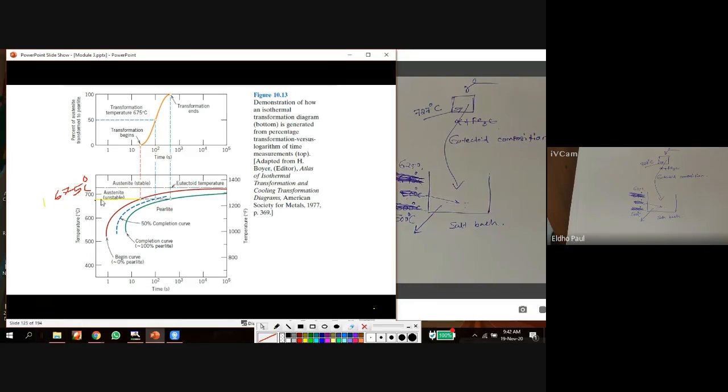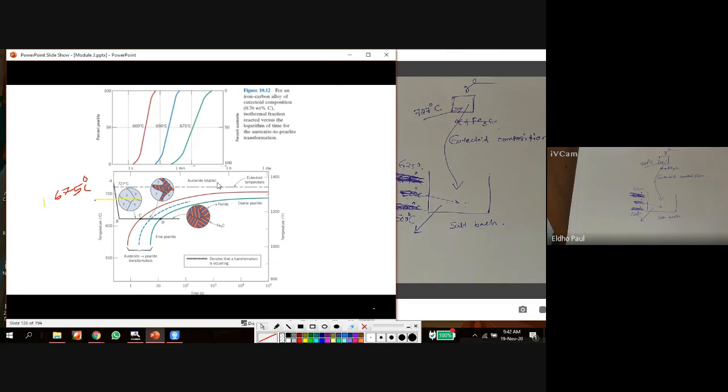So at 675 degrees Celsius, or in this high temperature range, pearlite is formed. Austenite is converted into pearlite. Here we can see the conversion. This is austenite at this point C. At 50%, half of the austenite is converted to pearlite. At point D, the entire austenite is converted to pearlite.